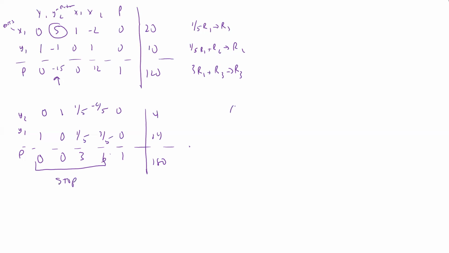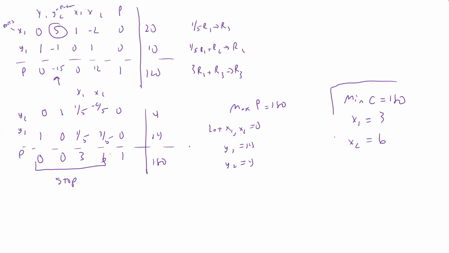Okay. So if we look at this problem, the max P is going to be equal to 180, with x1 and x2 equal to 0, and y1 equals 14, y2 equals 4. But what we want to do is solve that original problem, the minimization. And so that says then min C equals 180, and remember this is x1, this is x2, so x1 is 3 and x2 equals 6. And so that is the actual solution to the original problem that they were asking for.